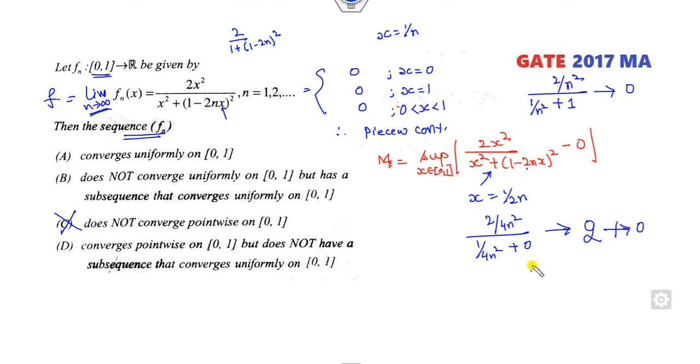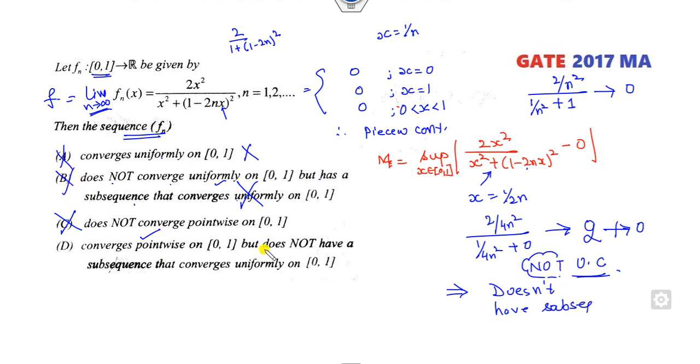So it means it is not uniformly convergent. Converges uniformly? No. Does not converge uniformly? Correct. But it has a subsequence that converges? No, because it is not uniformly convergent. It means it does not have any subsequence which converges uniformly, because it is not a subsequence. So converges pointwise is the correct option, but does not have a subsequence that converges uniformly; this is the right answer.